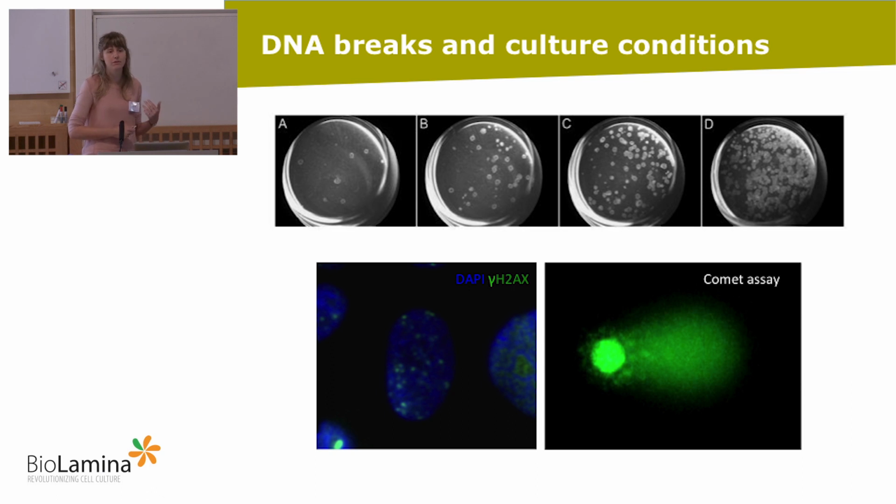So what did we see? These are the plots for the 4 densities, A, B, C, D, low density to high density. This is tail DNA with the COMET assay, and this is with the immunohistochemistry. And here you basically see that the higher the culture density, the more DNA damage you have in your cultures.